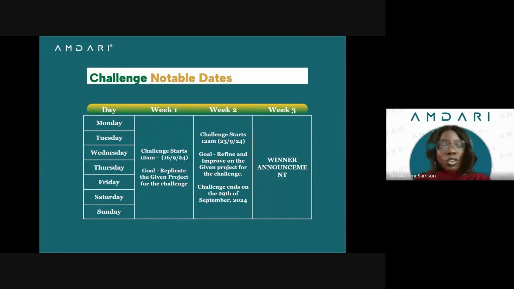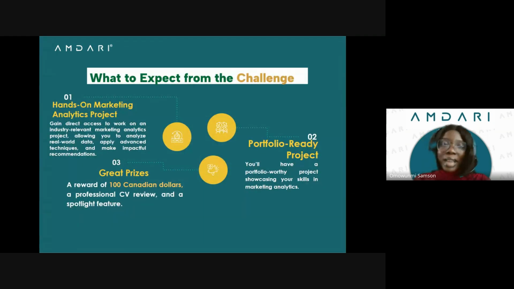And we've had quite a number of data professionals participating from week one. The challenge in week one was for them to replicate the project. If you go to the platform, for example, right now, I mentioned that we have some projects that are free. This particular project is one of those projects. You see it there. In case you just want to participate, feel free to do so. We are moving to week 2 from Monday, and the challenge this week is to refine and improve on the given project for this particular competition. The challenge is going to end on 29th of September, and the winner will be announced.